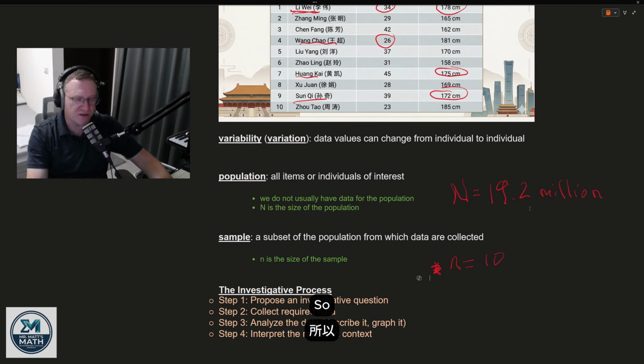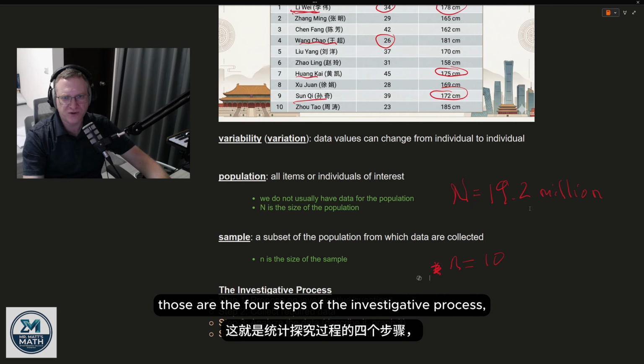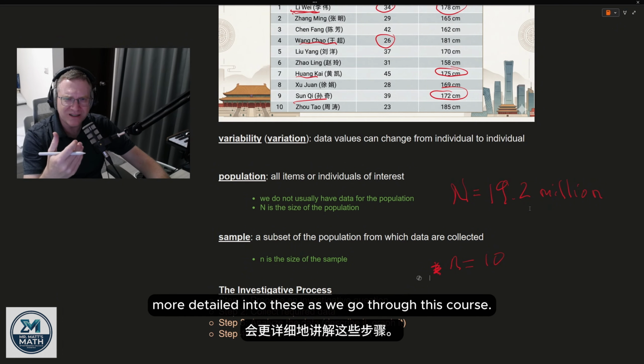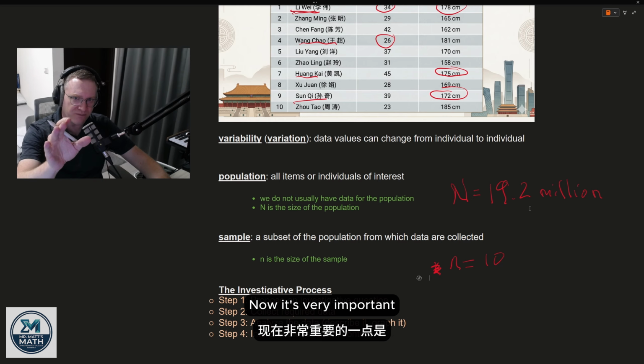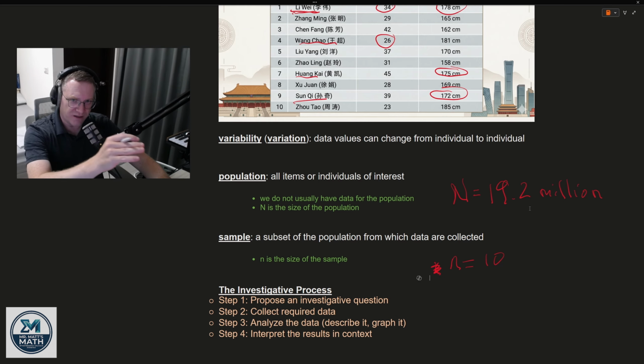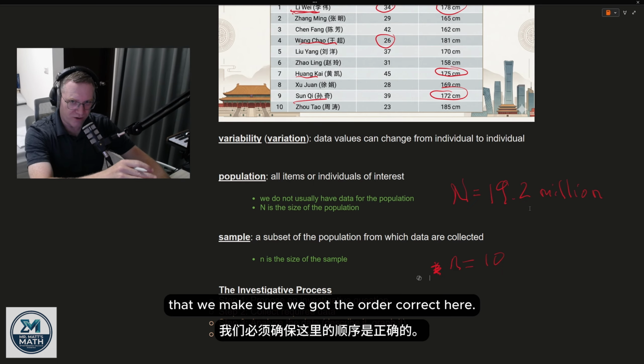Okay, so those are the 4 steps of the investigative process, and we will get more detailed into these as we go through this course. But this is just a little bit of an overview. Now, it's very important that we make sure we got the order correct here.